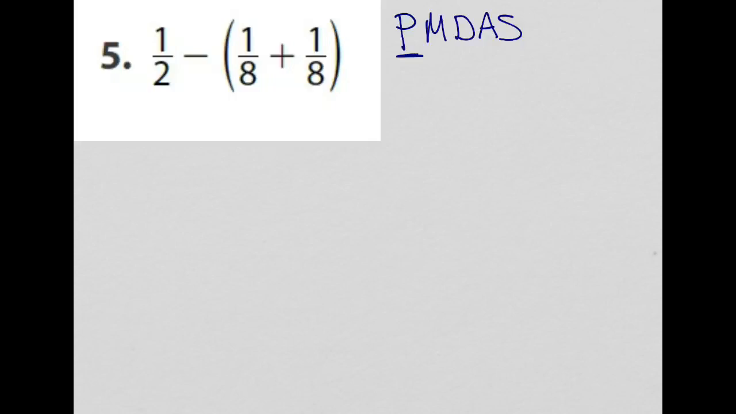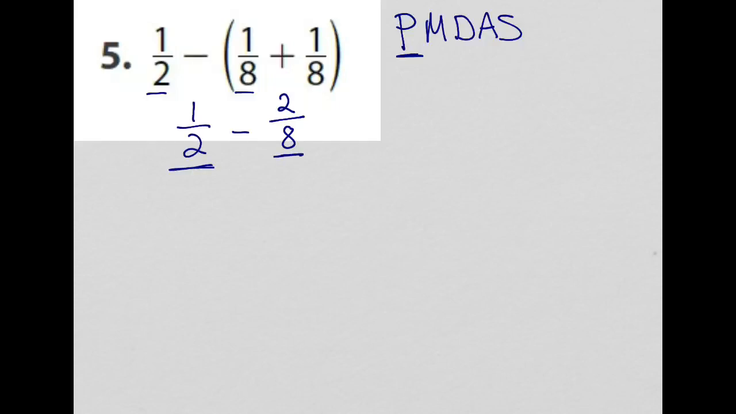So looking here, we have a denominator of 2 and a denominator of 8. Because what I have in the parentheses, both denominators are the same, I can just automatically add those fractions. So 1/8 plus 1/8 gives me 2/8. Now I have 1/2 minus 2/8.